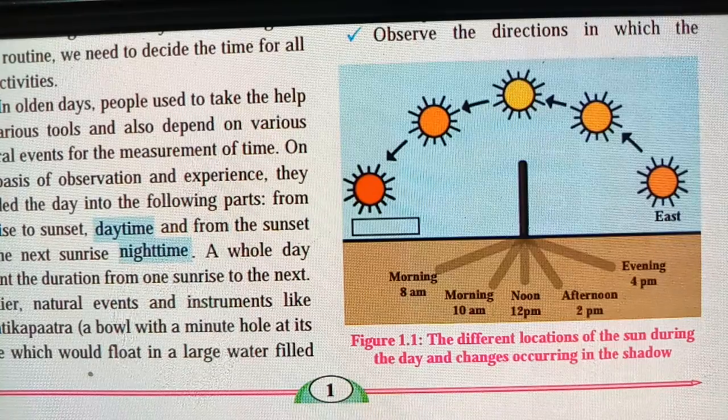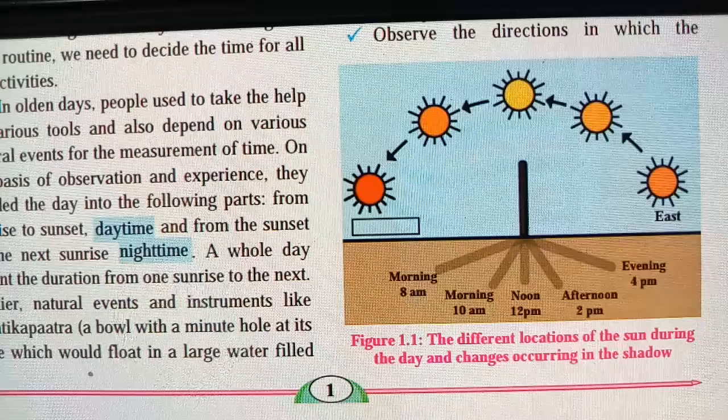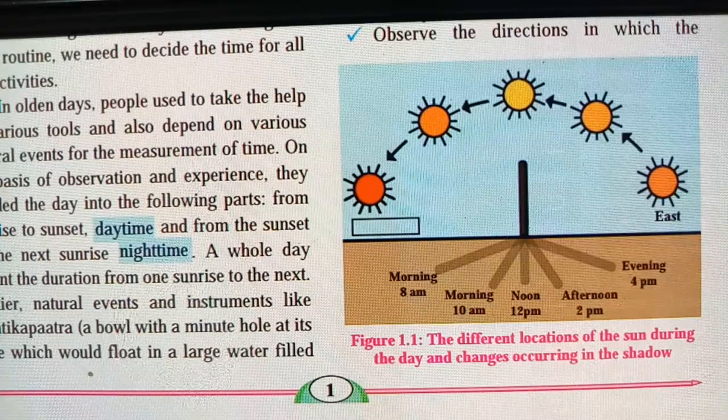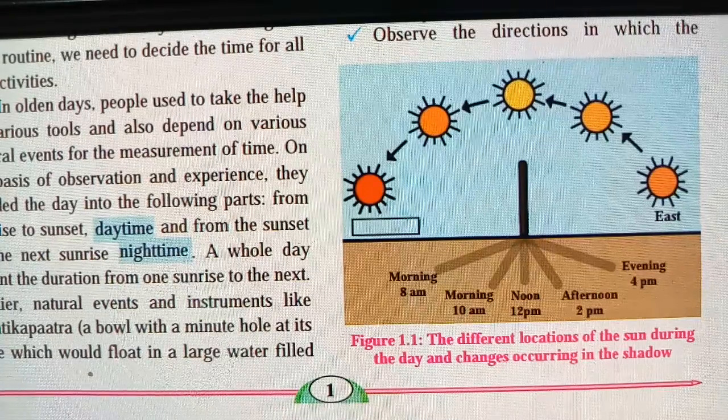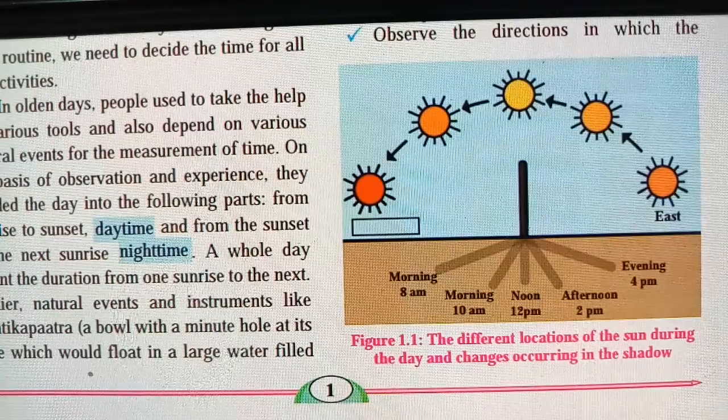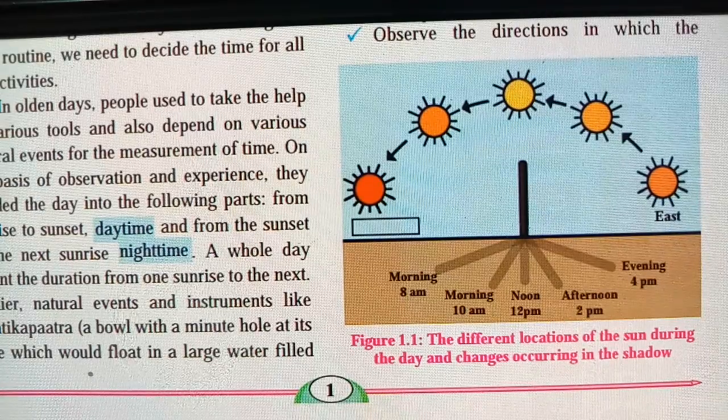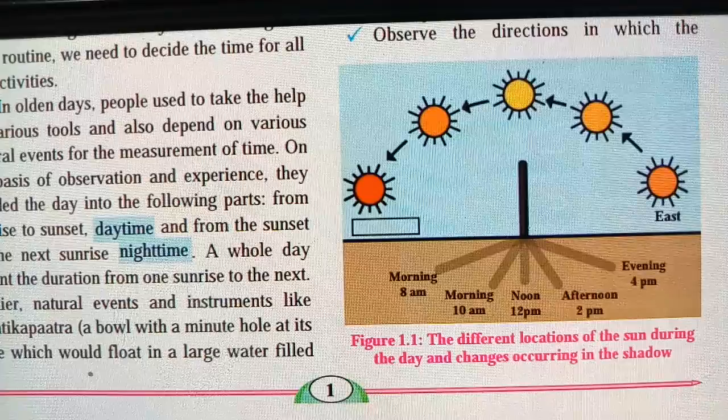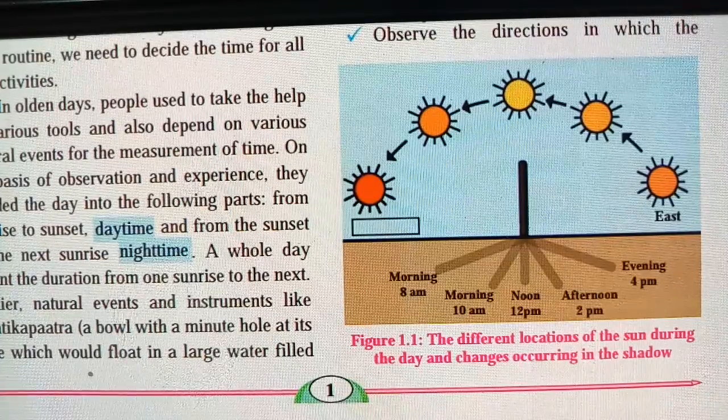So it is changing its rotation, and because of that we are having different types of day and different types of shadow because of the sunrise, and then it's moving to the sunset. So this is the diagram that you have to remember, and also how it changes the position from one place to another place.